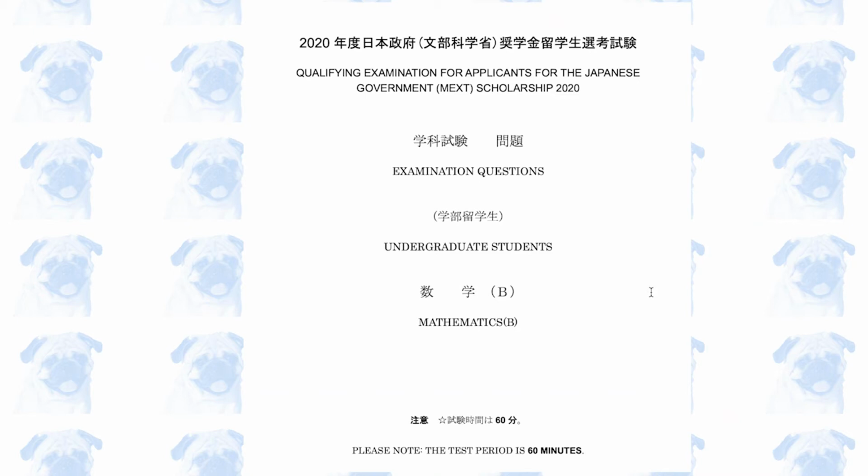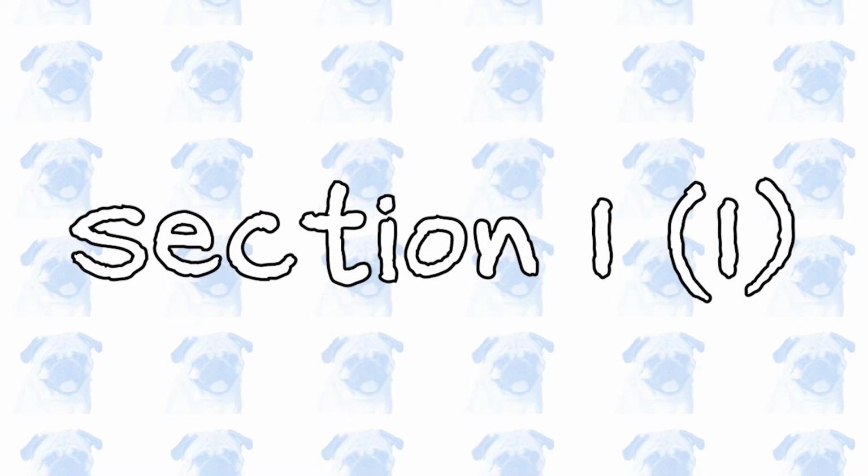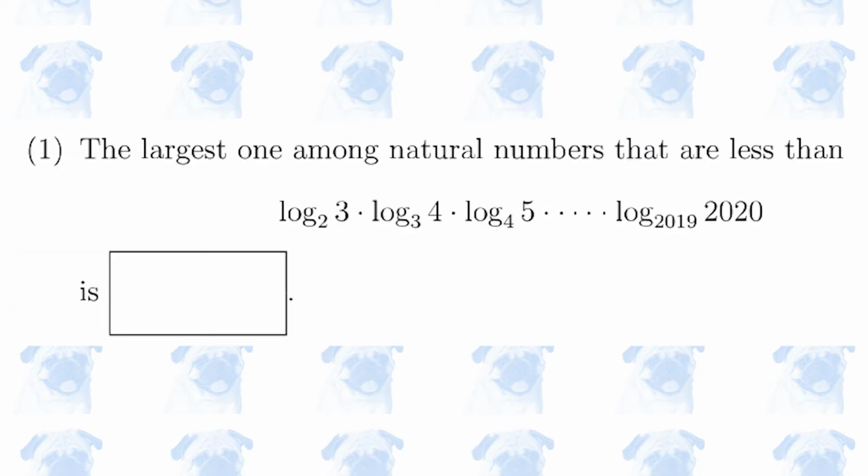This is the 2020 MEXT Undergraduate Mathematics B paper. Let's begin. Section 1, Number 1.